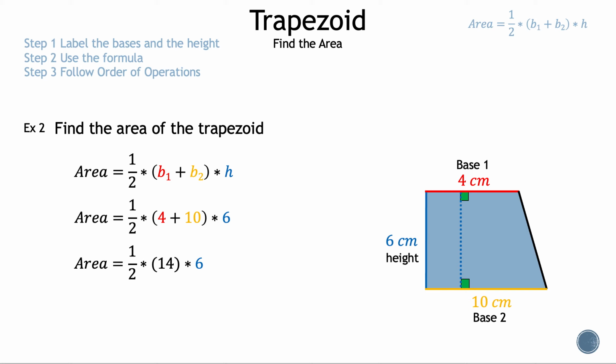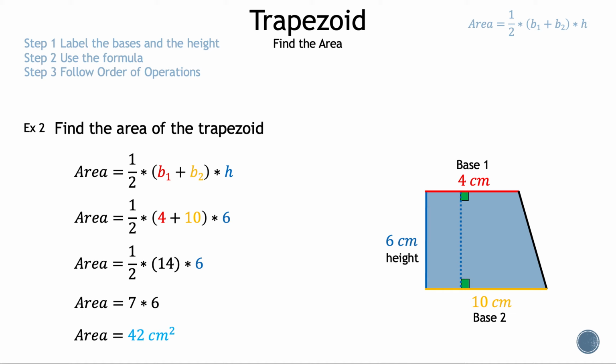Let's continue with the order of operations and multiply 1/2 times 14. The result of that is 7. Now we have area is equal to 7 times 6. And the result of that is 42. We can't forget our units. Since we're talking about area, we have centimeters squared. So our final answer is 42 centimeters squared.